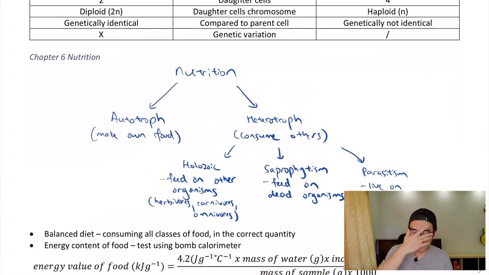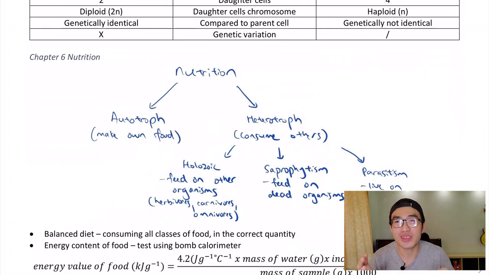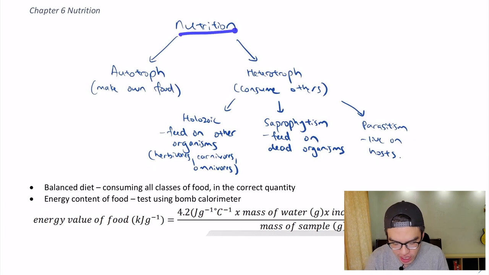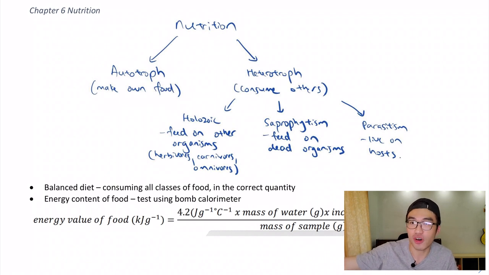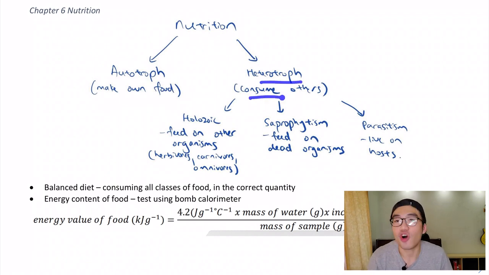Moving on into chapter 6, nutrition. This is, I would say, the most headache chapter because you are studying human, cows and rabbit. So let's go into this. Nutrition, we have two types of nutrition. You have autotroph, okay, means making own food. Plants are autotroph. Heterotroph means we consume others.